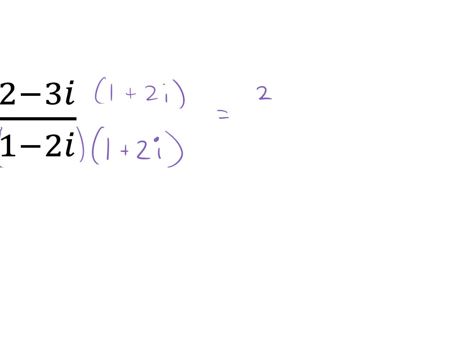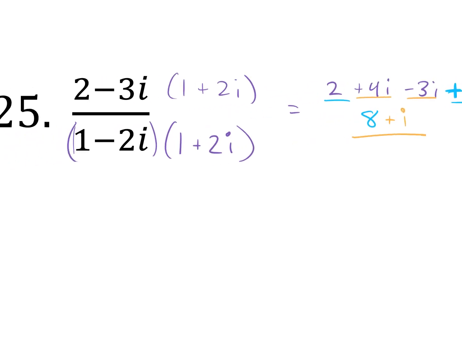We get 2 plus 4i minus 3i minus 6i squared. Well, what do we do to i squared? It changes it to positive 6. So 2 plus 6 would be 8. 4i minus 3i would be plus i. So 8 plus i on top.